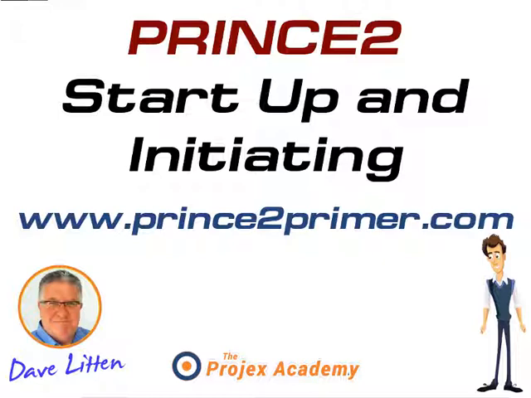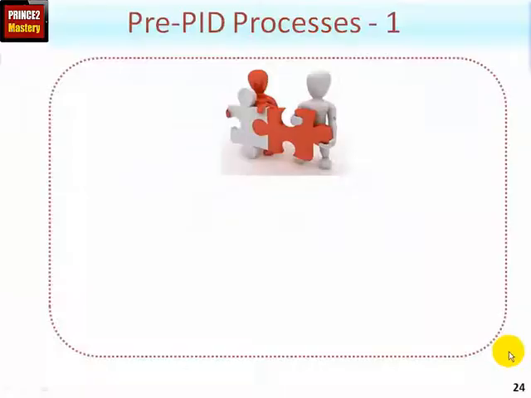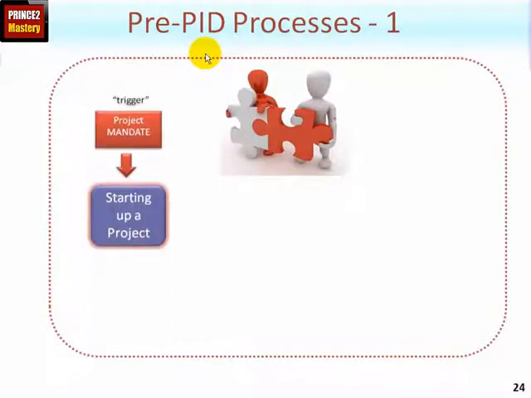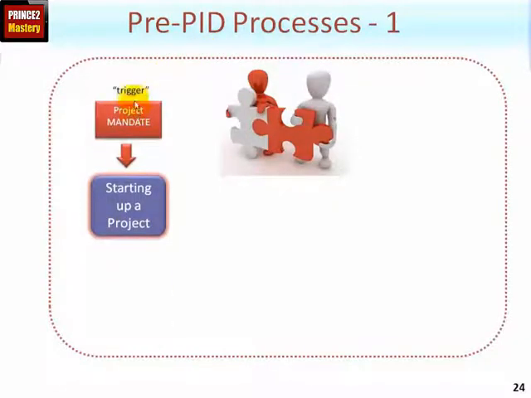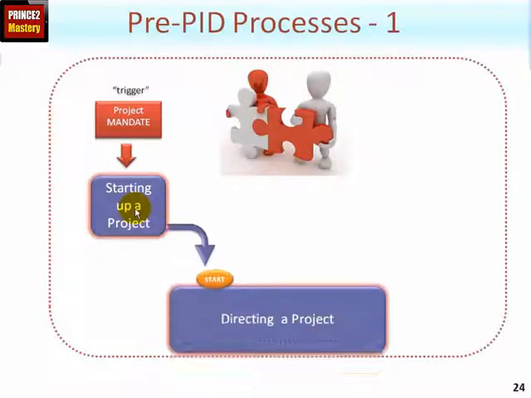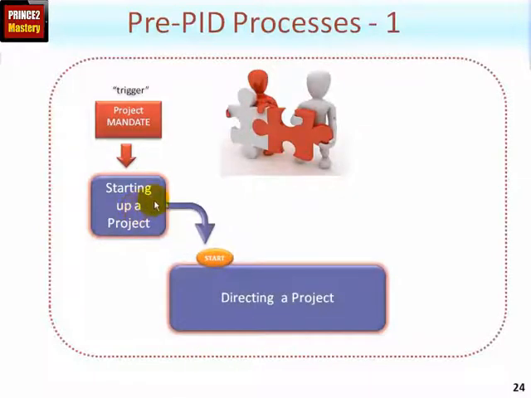Gradually split this down, giving you more and more detail. So let's look at those processes leading up to the point where the PID was signed off. Here again is the mandate, which forms the trigger, and it triggers the starting up a project process. Once the products of the starting up a project process have been created, you'll remember the stage plan for the initiation stage and the project brief.